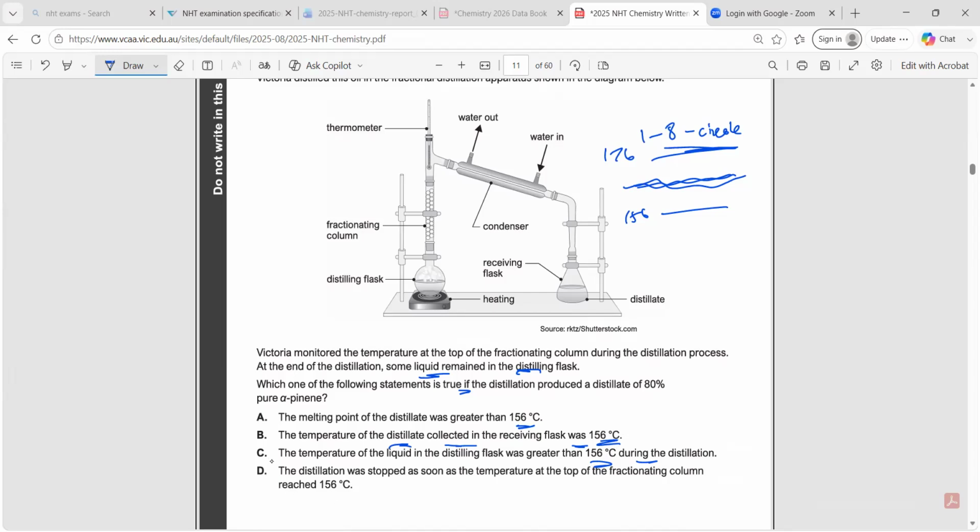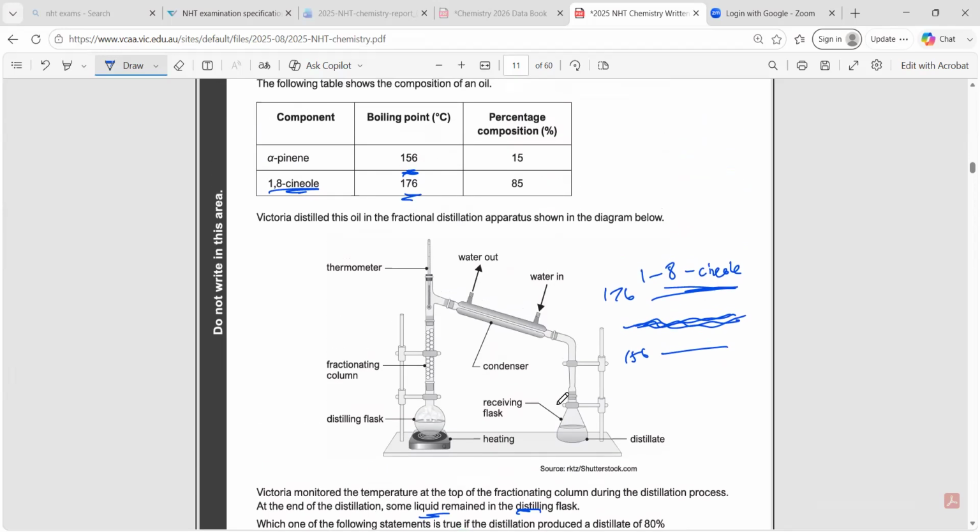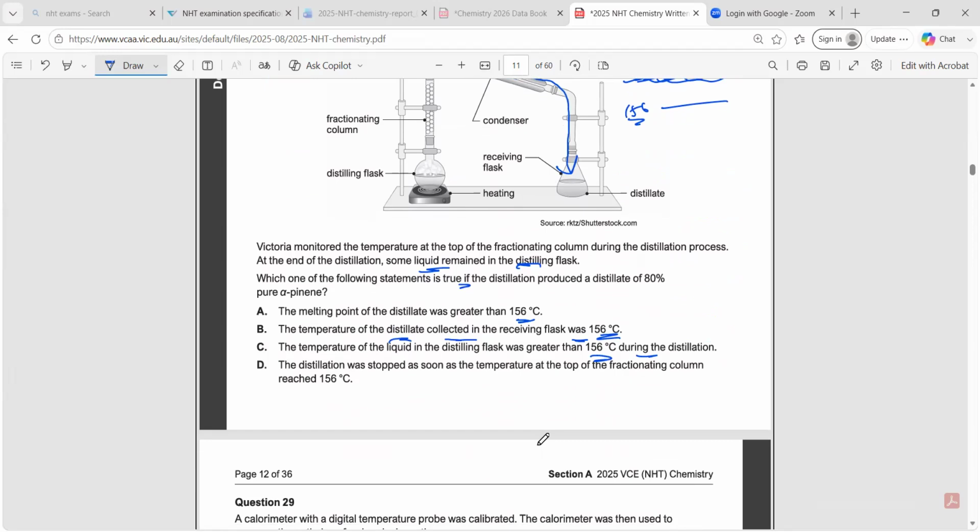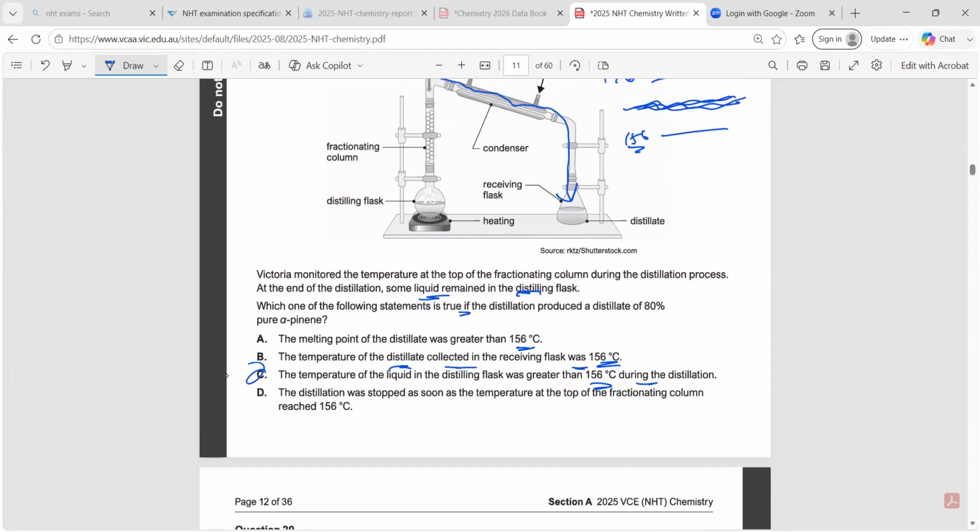Okay. And then the distillation was stopped as soon as the temperature at the top of the fractionating column reached 156. No, we wanted to reach somewhere in there. So basically, by having the temperature reach above 156, we can ensure that all of the a-pinene is a gas, and then we can condense it back into a liquid, and then it goes into the distillate. So that's easily C.